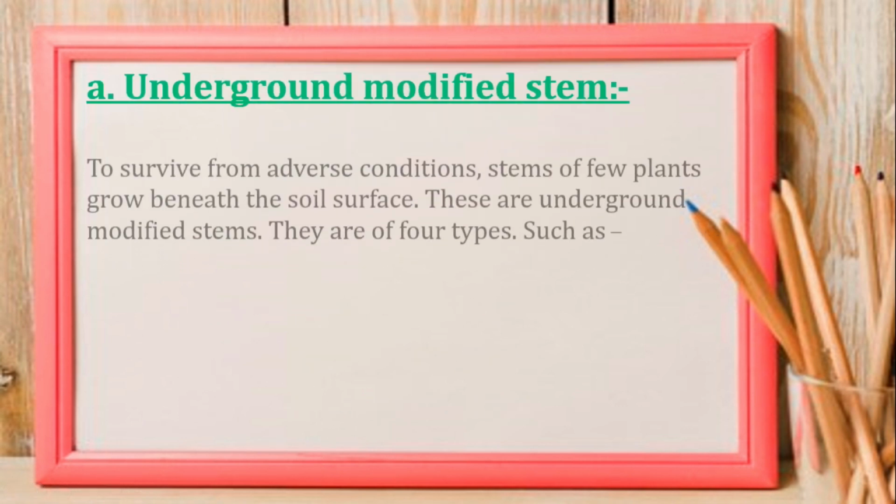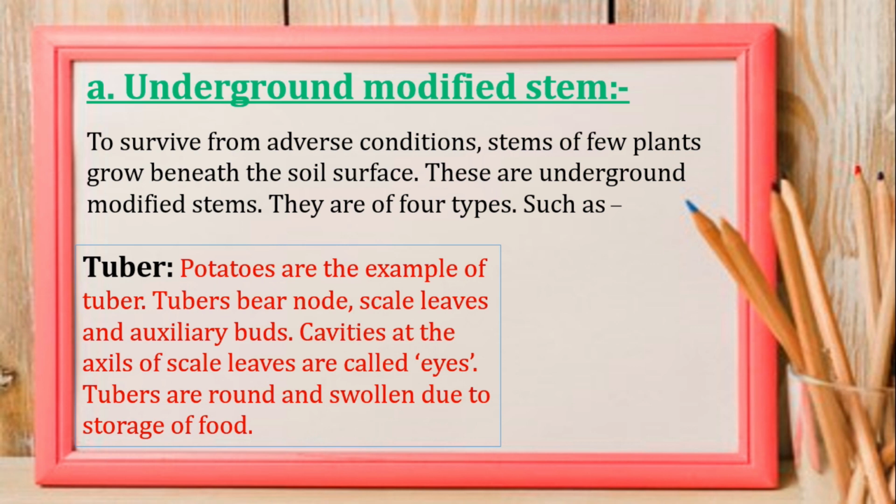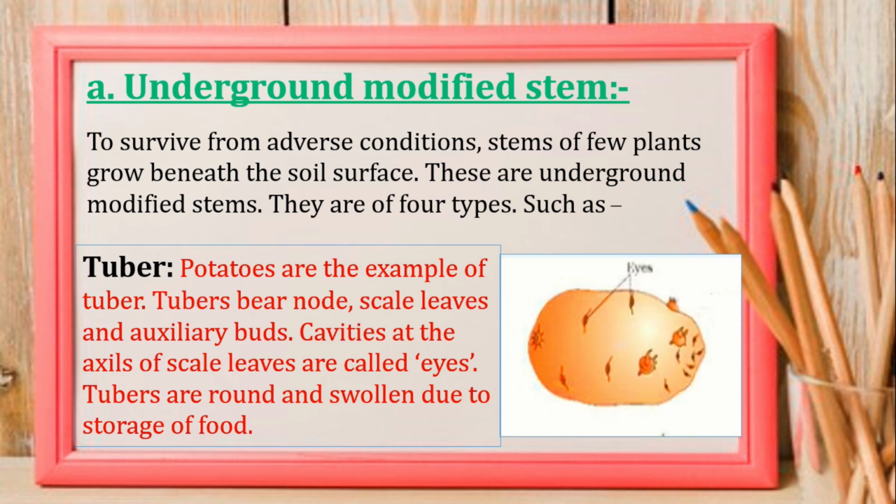Underground modified stem. To survive adverse conditions, stems of a few plants grow beneath the soil surface. These are underground modified stems. They are of four types, such as tuber. Potato is an example of tuber.